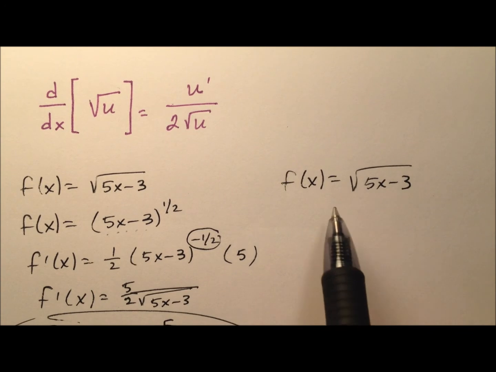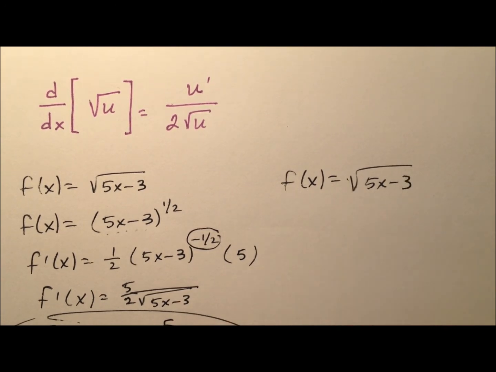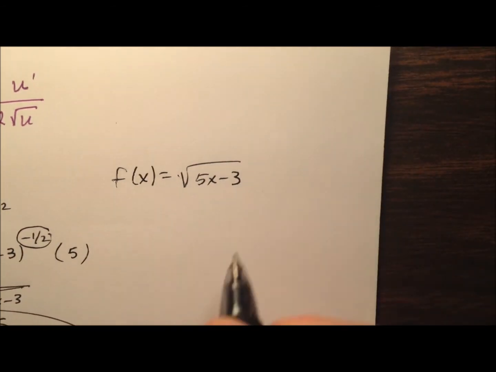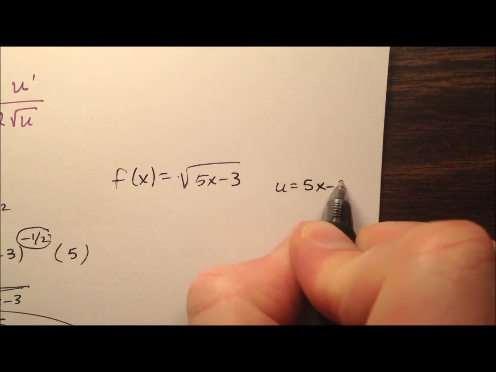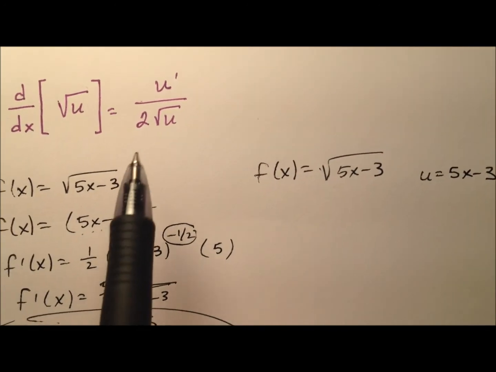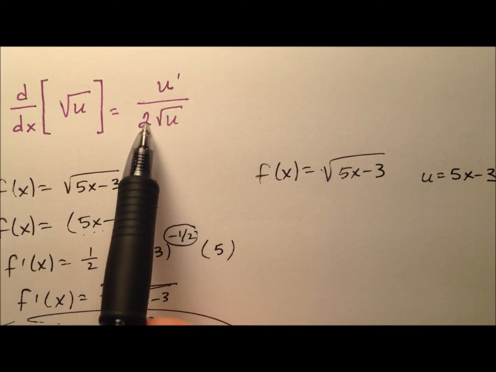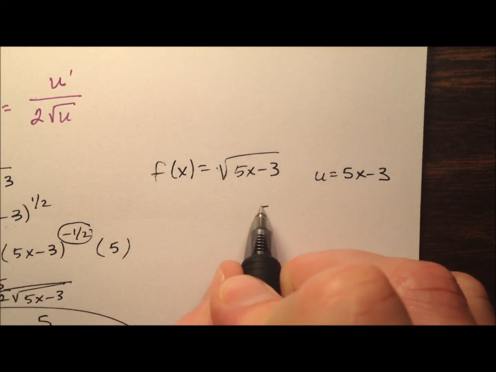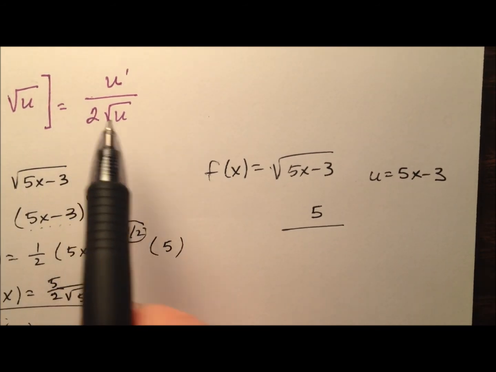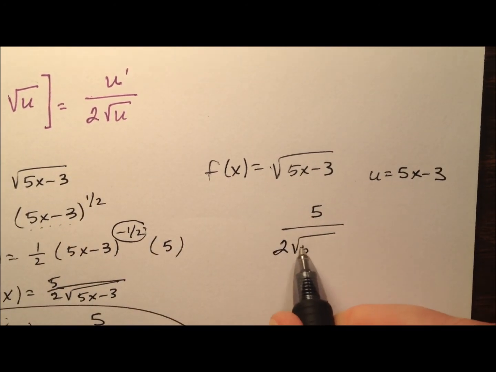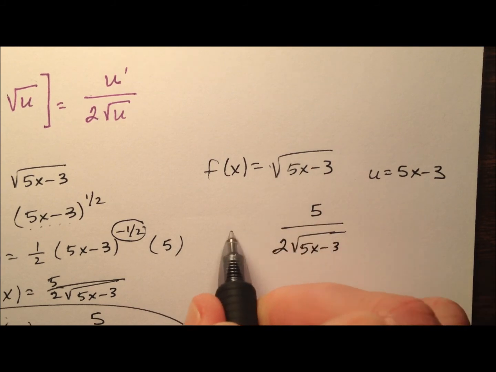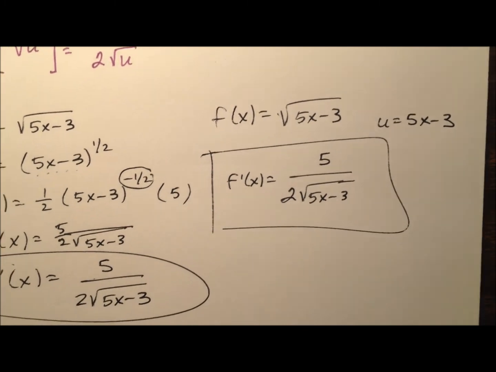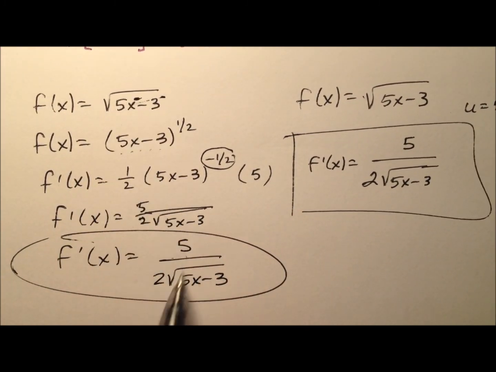We have a function with a square root of 5x minus 3, and this derivative rule is for the square root of a function u. So we're saying u equals 5x minus 3. The derivative then is u prime over 2 times that square root. So u prime, the derivative here, is just 5, over 2 times that original square root function. So here we did it in a single step as opposed to having to do all this work.